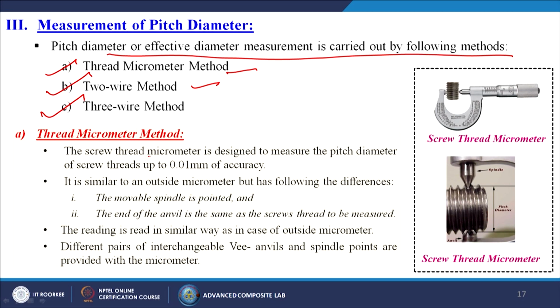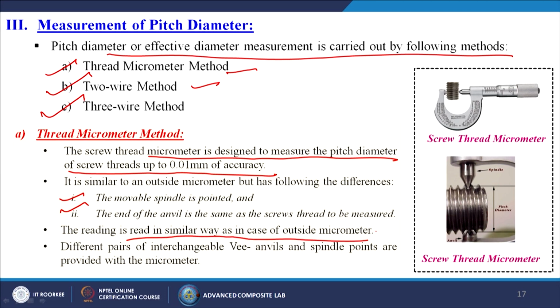The screw thread micrometer is designed to measure the pitch diameter of screw threads up to 0.01 millimeter accuracy. It is similar to an outside micrometer, but has the following differences. First, the movable spindle is pointed and the end of the anvil is the same as the screw thread to be measured. The reading is read in a similar way as in the case of an outside micrometer. Different pairs of interchangeable V anvils and spindle points are provided with the micrometer itself.